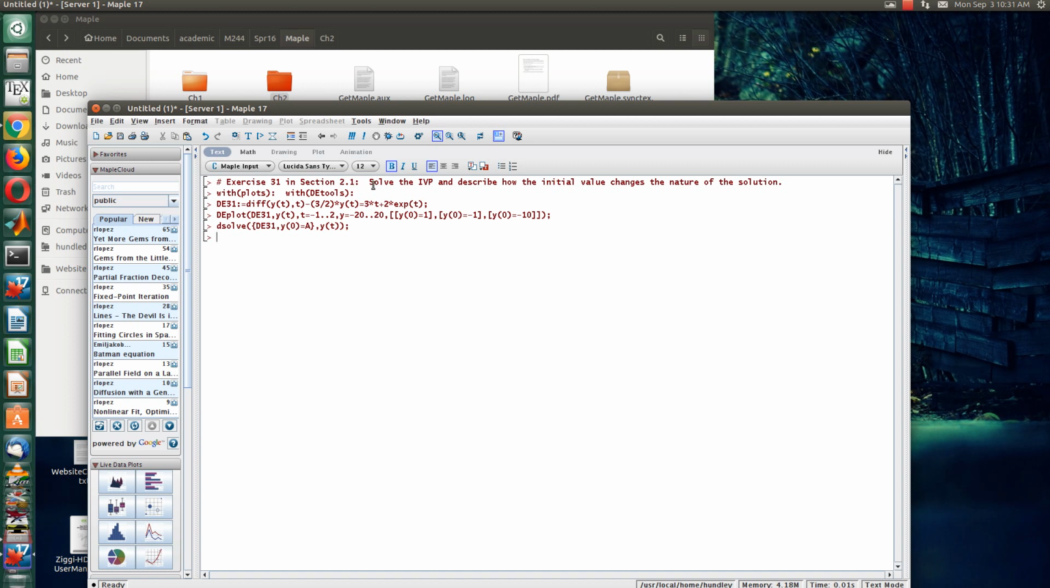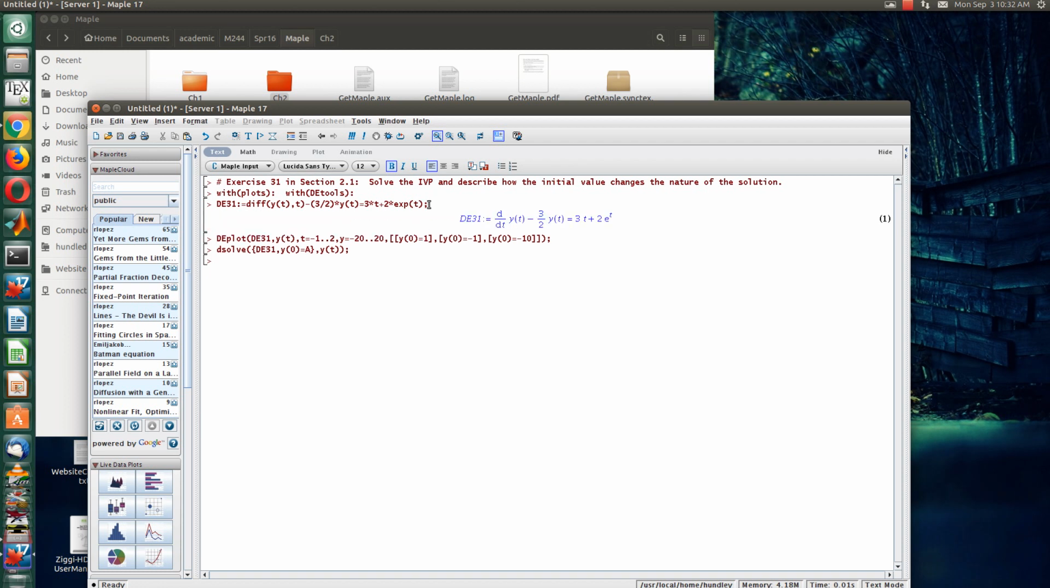So in exercise 31, we want to solve the IVP and describe how the initial value changes the nature of the solution. Okay, so I've got some stuff already written out. The first line I like to have with plots and with DE tools. That gets me ready. And remember how to enter a differential equation into Maple. It's the derivative now is diff y of t comma t. And then we have our minus 3 halves y equals 3t plus 2e to the t. And again, that's just the differential equation that's given to you in exercise 31.